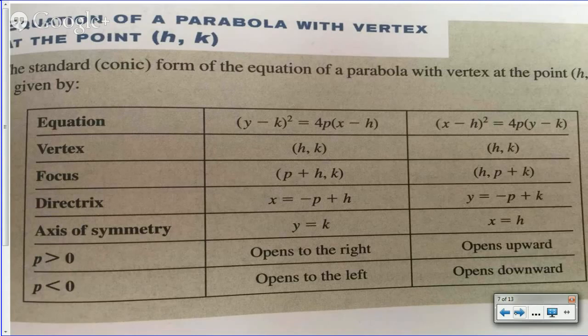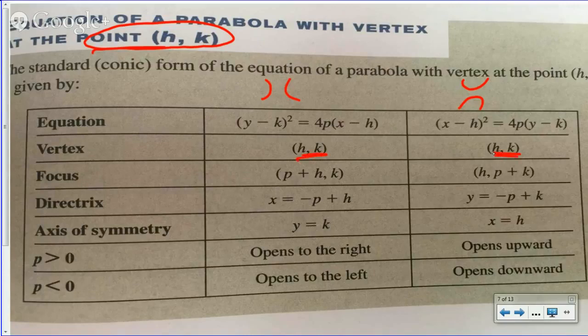This is the second part of your handout. And it talks about when the parabola is not at the origin. So the center of my parabola is at some point (h, k). And we've used h, k before. Remember, h goes with x and k goes with y. We still have opening up and opening down. This is x squared, so that would be up or down. This one's y squared, so that would be left or right. The vertex is (h, k) for both of them. Your focus will be different, okay?